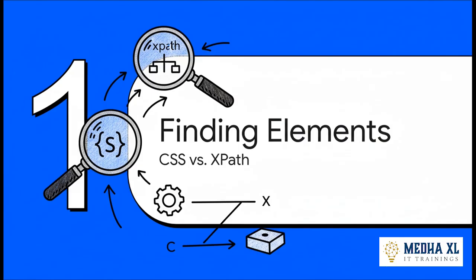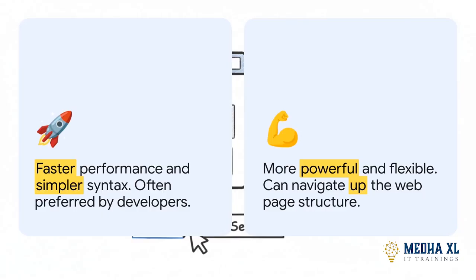Okay, so the two biggest players in this game are CSS Selectors and XPath. Now, they both get the same job done. They find elements, but they do it in really different ways. And knowing when to use which one, that's the secret to writing really solid, reliable automation. Let's put them head-to-head real quick.